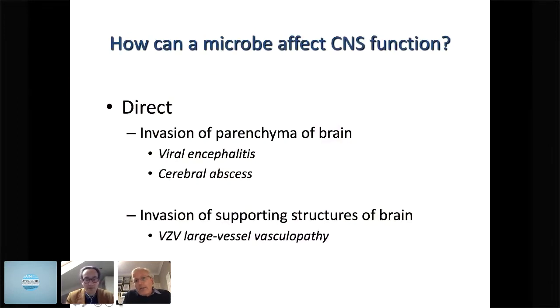But microbes can affect CNS function in many different ways. They can do so through invasion of the parenchyma of the brain, such as happens in viral encephalitis, but also in pyogenic abscesses with cerebral abscesses. Bugs can also infect the supporting structures of the brain, such as where the chickenpox virus VZV causes a large vessel vasculopathy. But in these cases, the damage to the brain is predominantly through ischemic stroke.